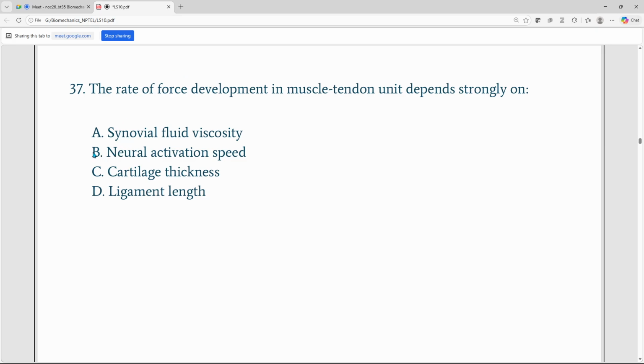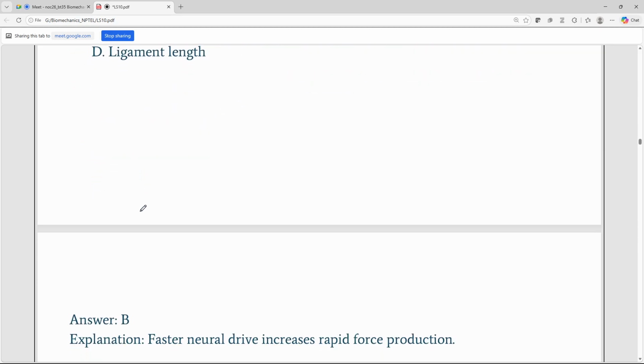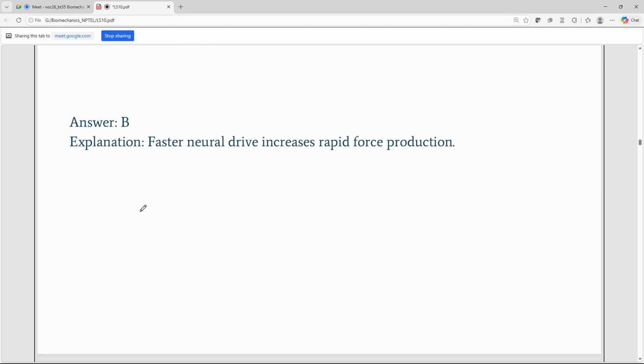Answer is option B, neural activation speed. The rate of force development in muscle tendon unit depends strongly on the neural activation speed. The faster the neural drive increases, the more rapid the force production.